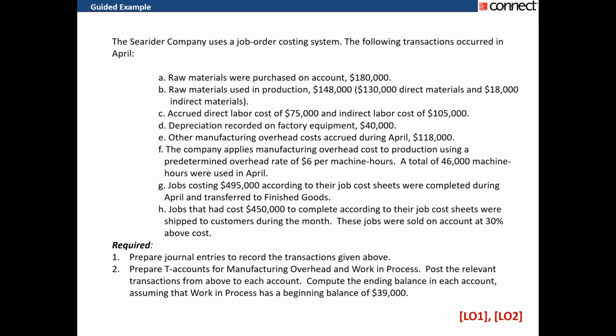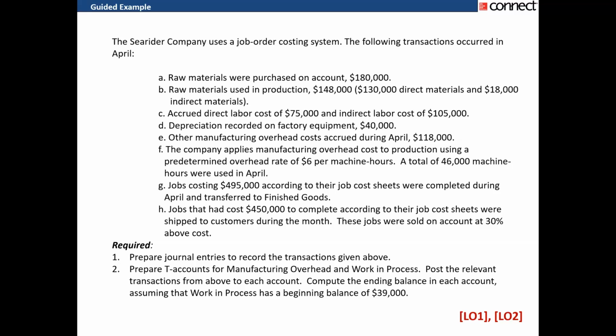G, jobs costing $495 according to their job cost sheets were completed during April and transferred to finished goods. So in this journal entry, this $495 is sitting in work in process because they worked on it during the month. Now it's completed, so it needs to be taken out of work in process and into finished goods.